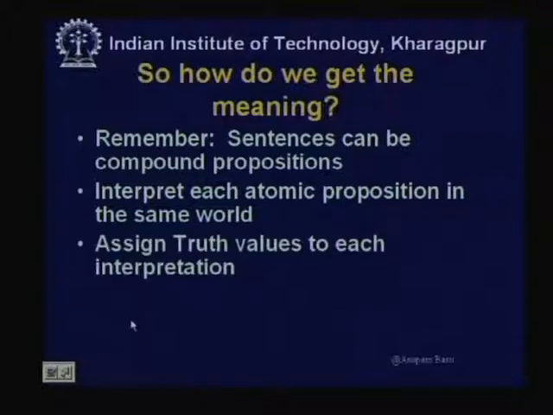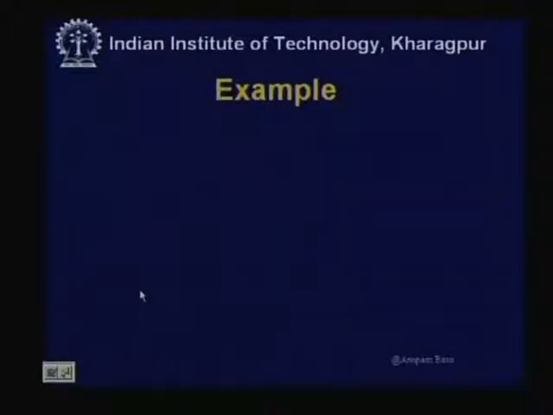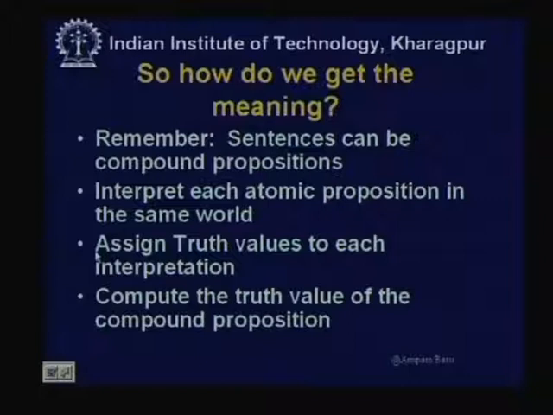Now, the first step is we interpret each atomic proposition in the same world and assign truth values to each of the interpretations. We take atomic propositions, assign truth values to the interpretation of each of the atomic propositions, and compute the truth value of the compound proposition. Sorry, I moved a little fast. There are three steps: we interpret each atomic proposition, assign truth values to each interpretation, and then compute the truth value of the compound proposition.